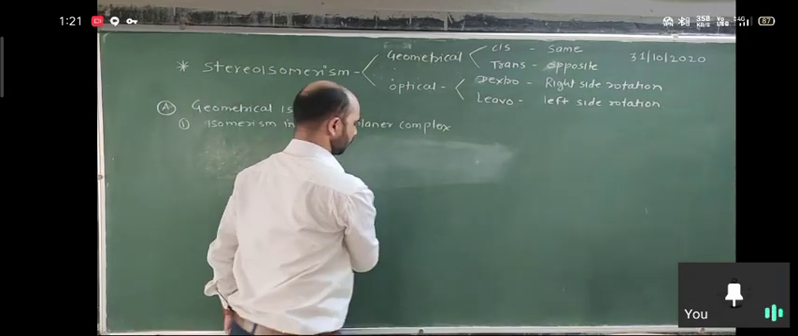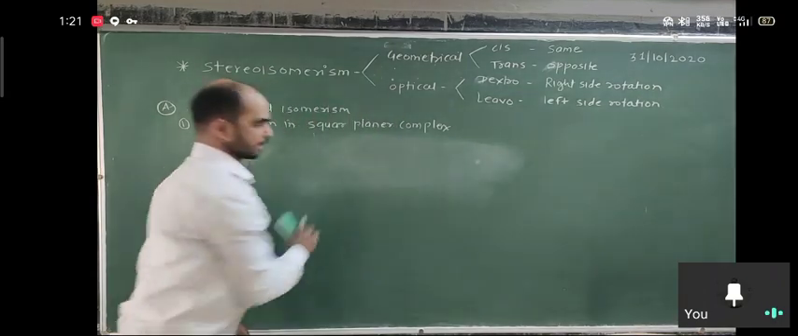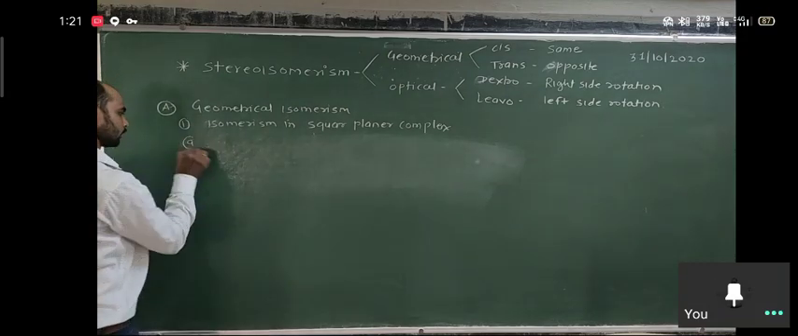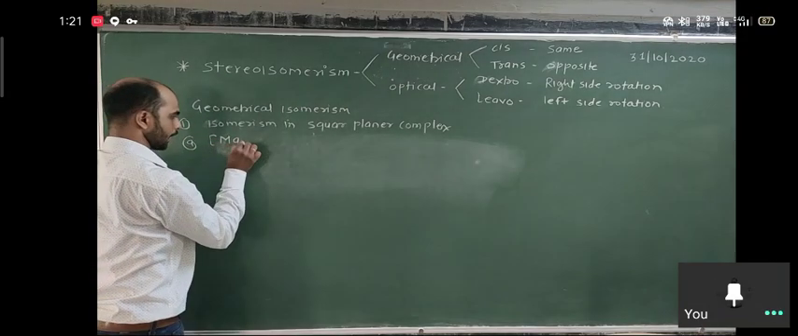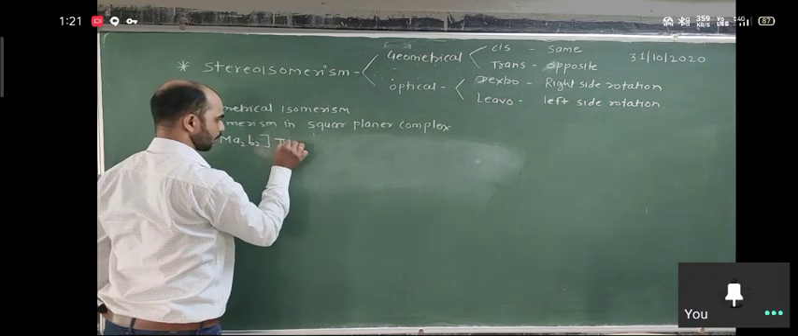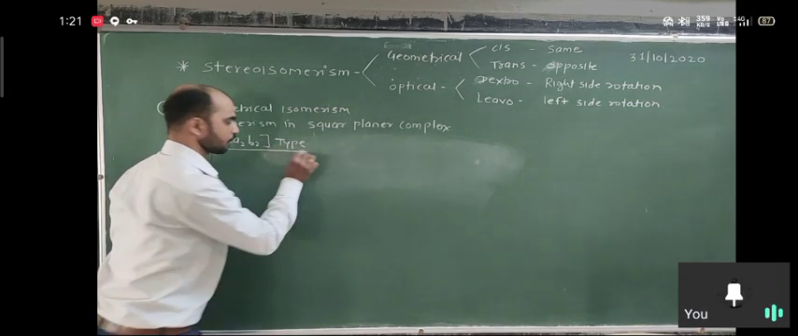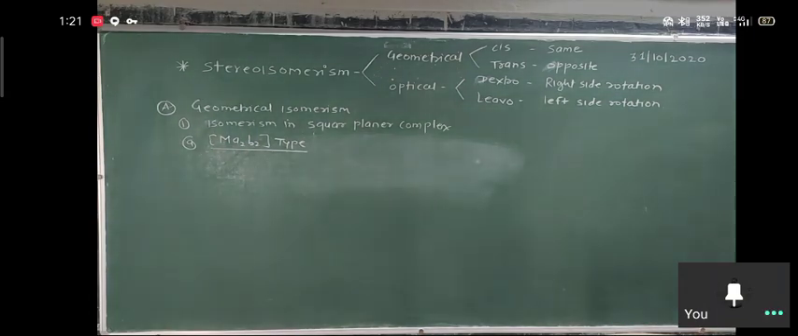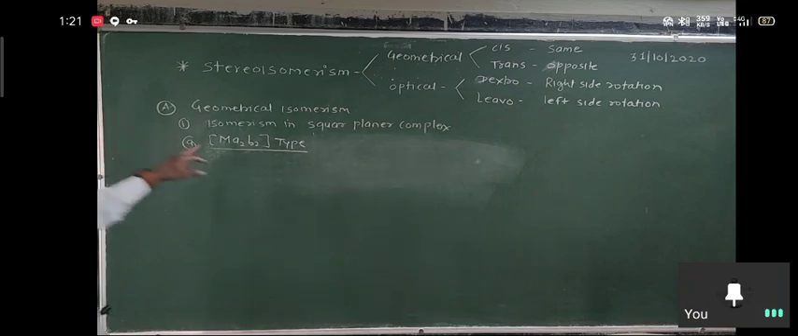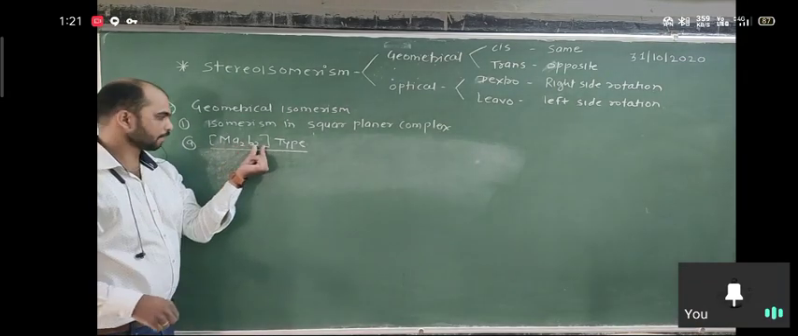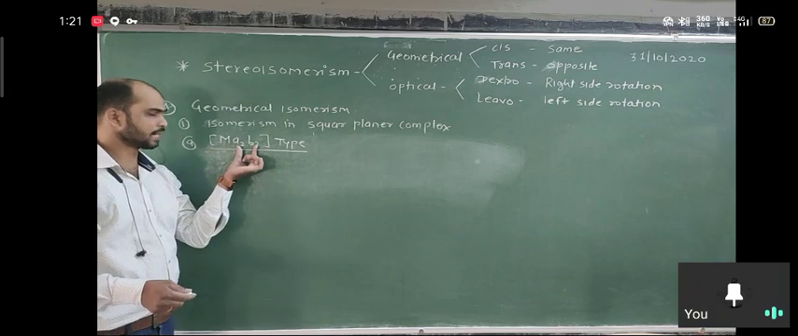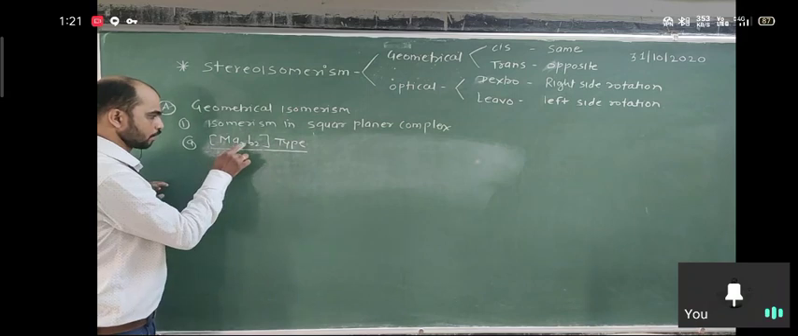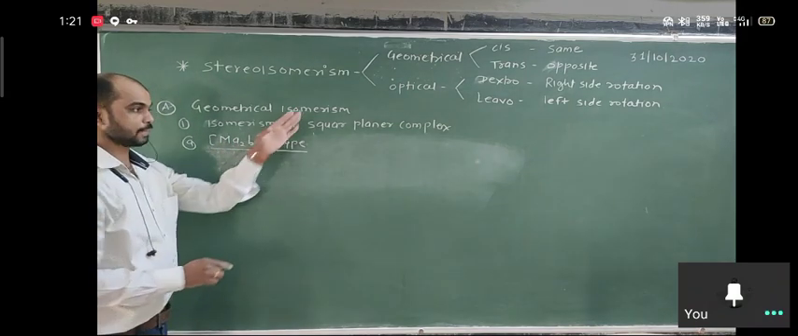So first of all we are going to start with the first type of complex, the A2B2 type of complex. M is the metal, A is one type of ligand, B is another type of ligand. How many types of ligand here? 2 types of ligand, A and B. Both are monodentate, because 2 plus 2 is 4, the coordination number for a square planar complex.